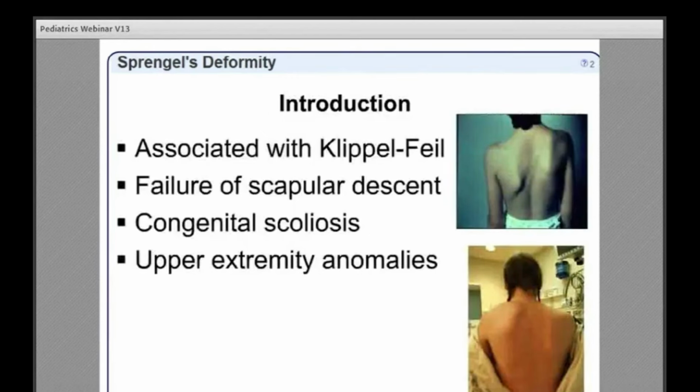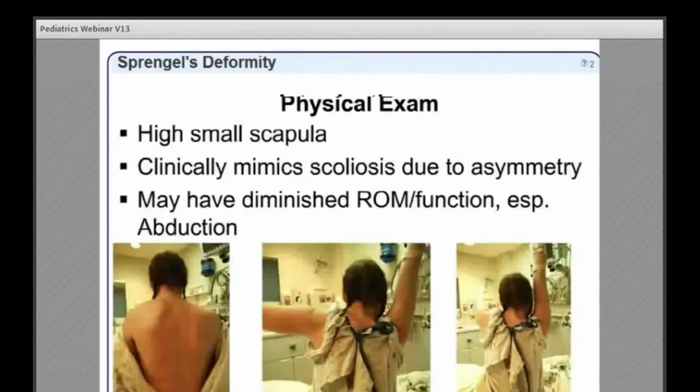Again, let's go through some typical findings in Sprengel's deformity. First of all, it's very commonly associated with Klippel-Feil syndrome. It's a failure of scapular descent and can mimic scoliosis, as you can see in the 2 patients on the right-hand side of the slide. There are commonly also associated upper extremity anomalies. It typically presents with a high, smaller scapula and mimics scoliosis due to the asymmetry associated. As you can see in the photographs on the bottom half of this slide, abduction is most severely limited, as depicted in the central and right-sided photographs.